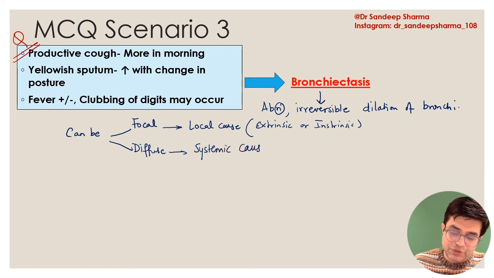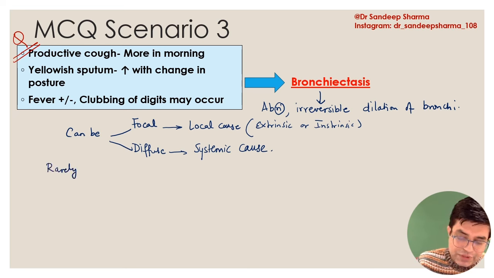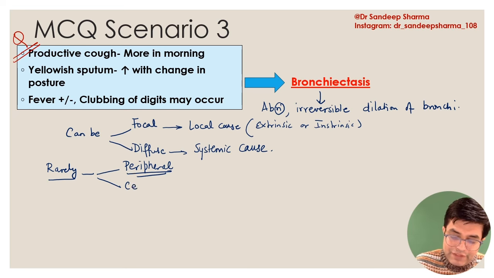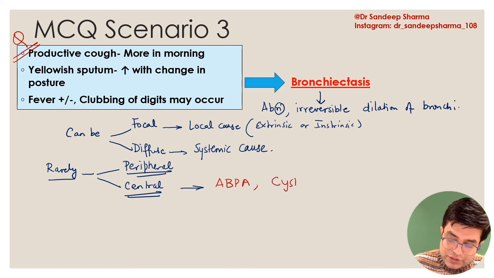Whereas if it is a diffuse bronchiectasis, you should suspect a systemic cause in the patient. कोई सिंड्रोम हो सकता है, कोई टीबी जैसा कंडीशन हो सकता है, कोई systemic condition causing immunosuppression हो सकता है sometimes, right? That is going to cause a diffuse bronchiectasis in the patient. It is rarely also categorized into two forms called central as well as peripheral. Peripheral bronchiectasis involves the peripheral bronchi, and then we have the central bronchiectasis. Central bronchiectasis usually is seen in patients with ABPA and in patients with cystic fibrosis.